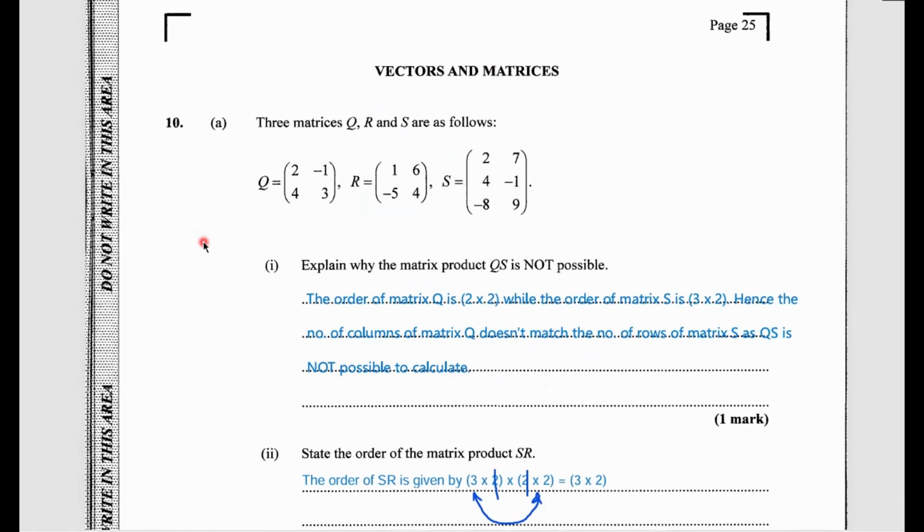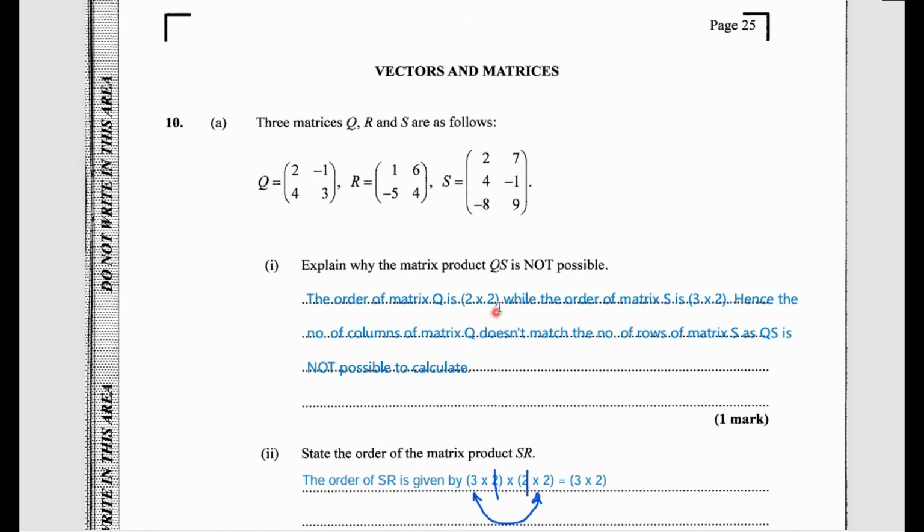And what is that? Matrices, vectors, 3 matrices, Q, R, and S. Explain why the matrix product QS is not possible. Well, the order of Q is a 2 by 2, right? 2 rows by 2 columns. Order of S is what? 3 by 2.